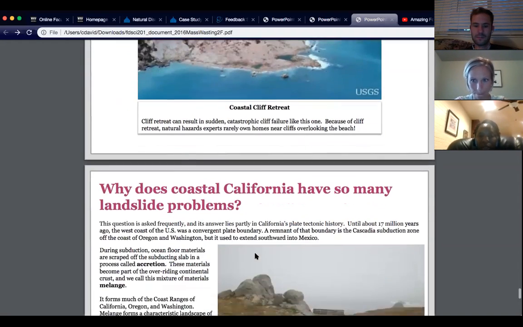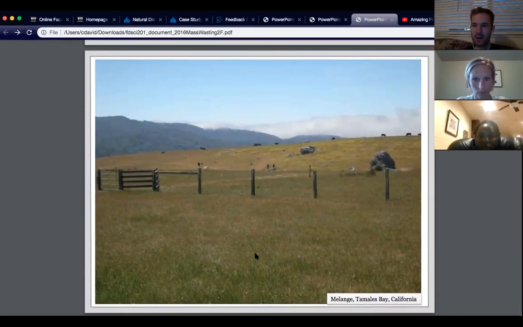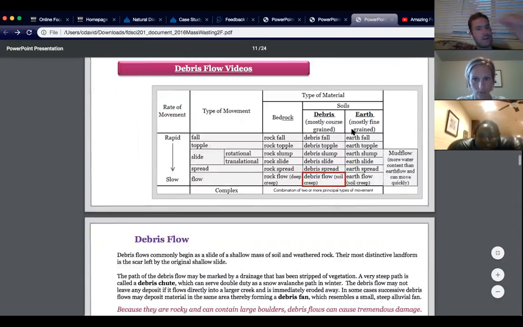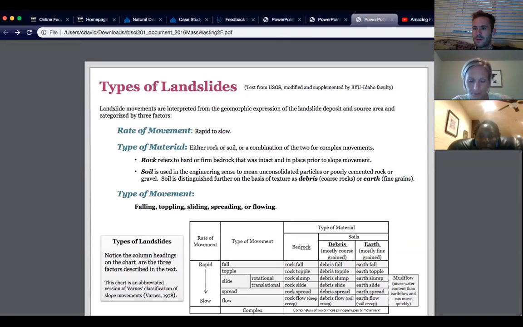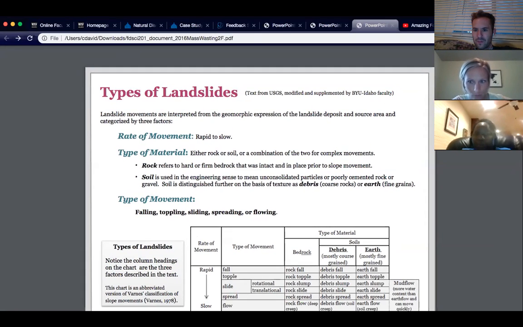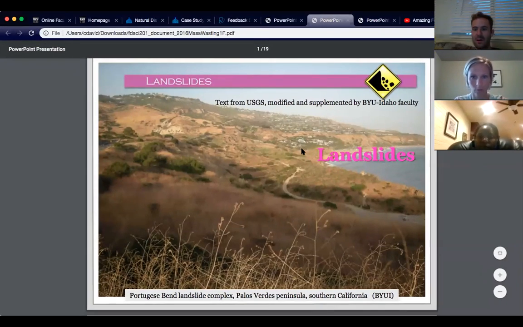Yeah, it makes sense. So that's what happens on California. So yeah, those are the different types of landslides. Any questions on those? Okay, great. We'll move to the next PowerPoint and just fly through this one. This one's pretty quick.